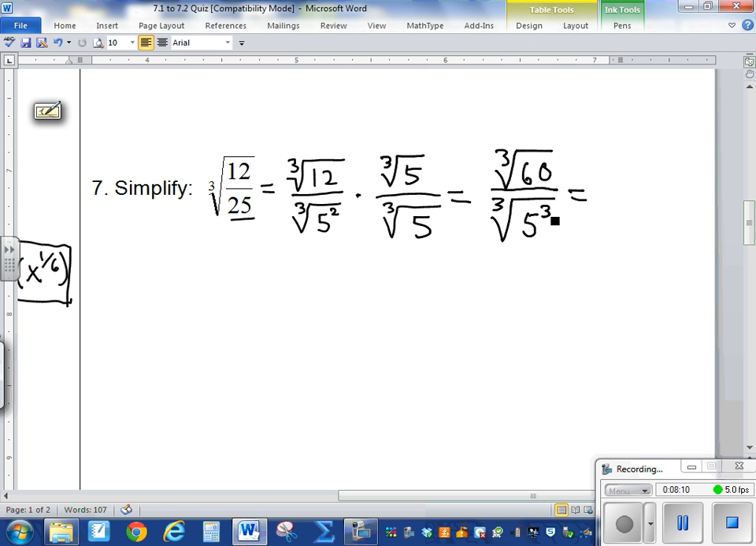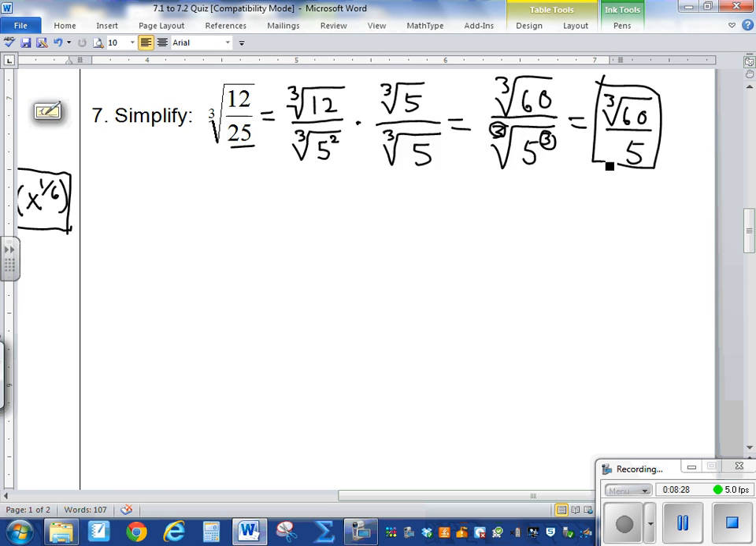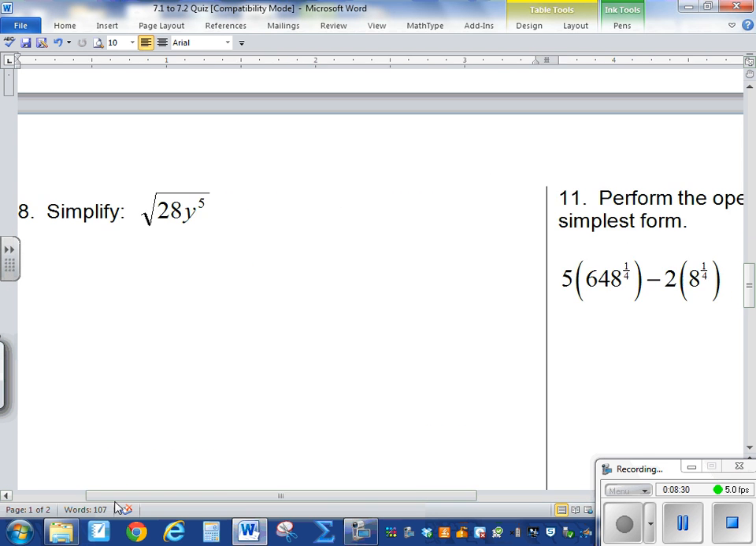On the bottom, the 3's will end up undoing each other, so you get a 5 on the bottom. On the top, you get cube root of 60. That doesn't break up into any perfect cubes, though, so that's just going to be cube root of 60 on the top. All right. And let's go back over here.